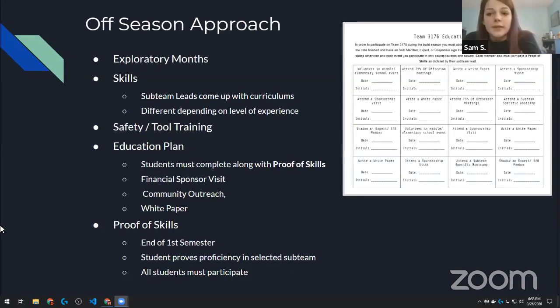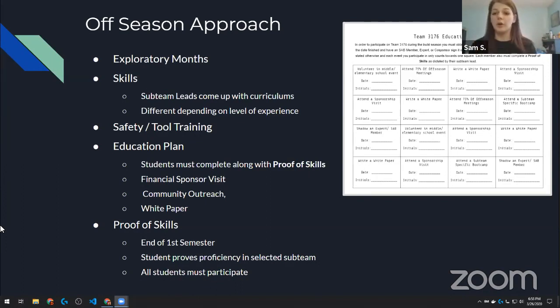At the end of all of this, at the end of our off season, we ask students to pick a sub team so that we can make build season more effective. But at the end of first semester, right before kickoff, students must complete a proof of skills for their specific sub team. This helps the leadership see the proficiency in a student's selected subteam. It helps them learn what students already know and what students have taken with them across the off season.